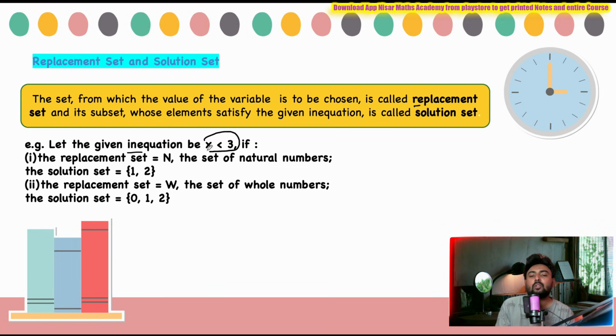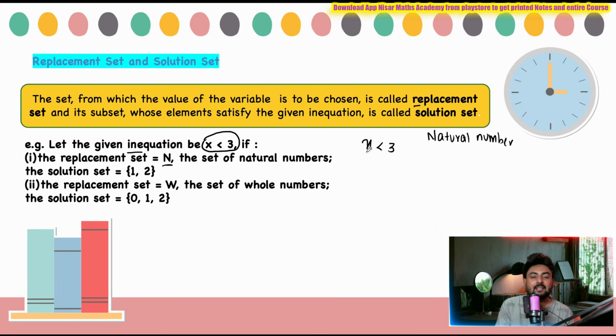You can notice on the board, if x is less than 3, this is an inequation. Right now what I'll do is the replacement set. Here the replacement set is given to us, suppose it is the natural numbers. Now what is the replacement set? It is a set from which the value of the variable is to be chosen. So this x value I have to choose from the replacement set, and our replacement set here is the natural numbers. So from these natural numbers I have to choose the values.